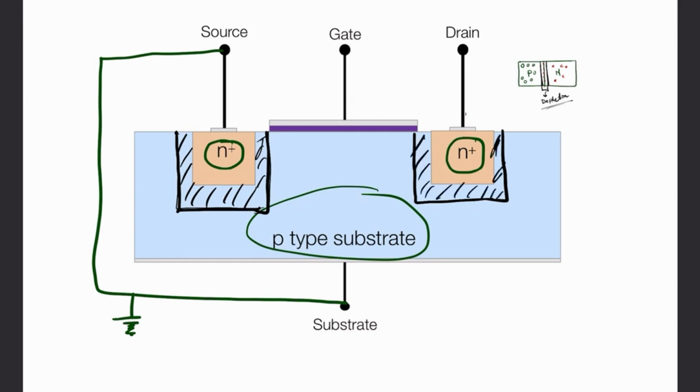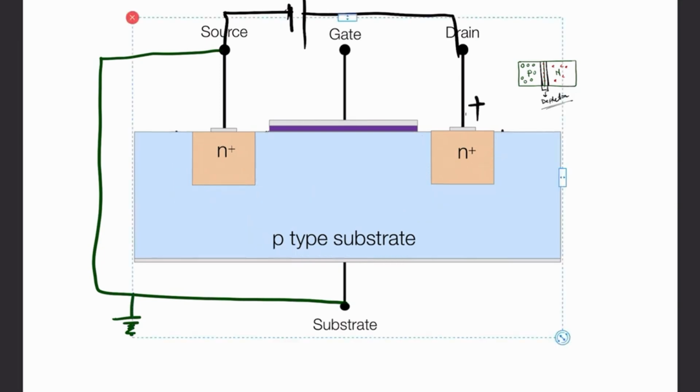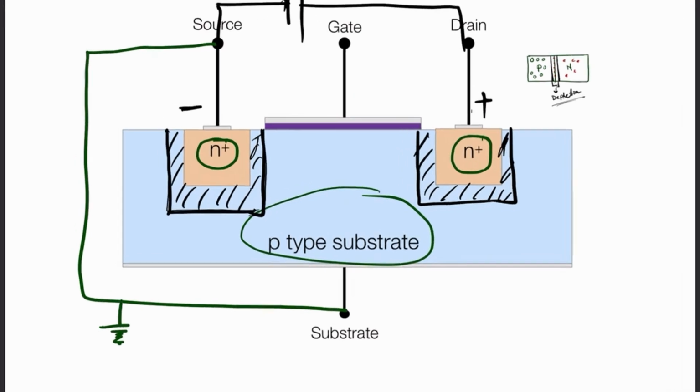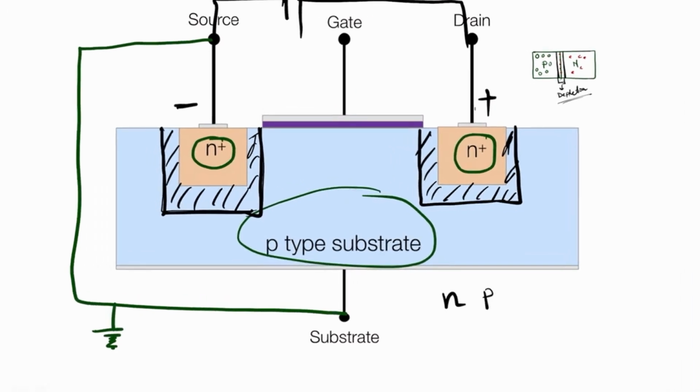Okay. Now, if we connect a voltage source from source to drain, that means the positive part of the voltage source is connected to the drain, and the negative part of the voltage source is connected to the source. That means this will act as a back-to-back diode. You can see here, N, P, again P, and again N. So it will act as a back-to-back diode connected together with a voltage source.